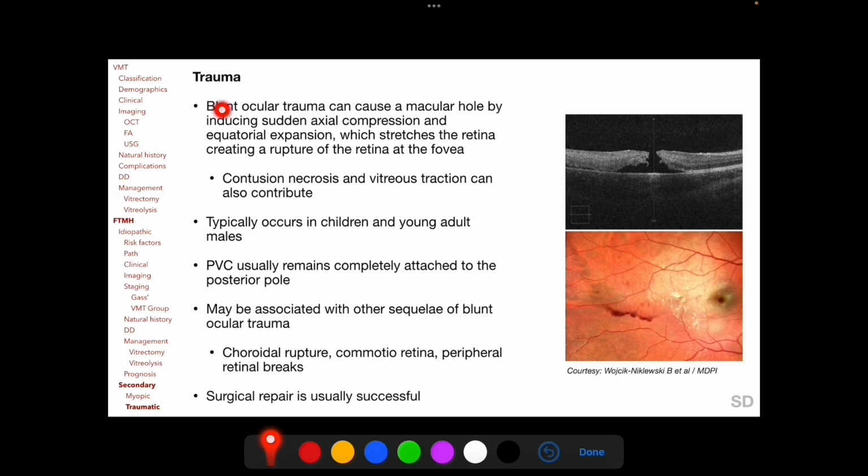Blunt ocular trauma can also cause a secondary macular hole by inducing sudden axial compression and equatorial expansion, which stretches the retina, creating a rupture of the retina at the fovea, and this type of macular hole typically occurs in children and young adult males.